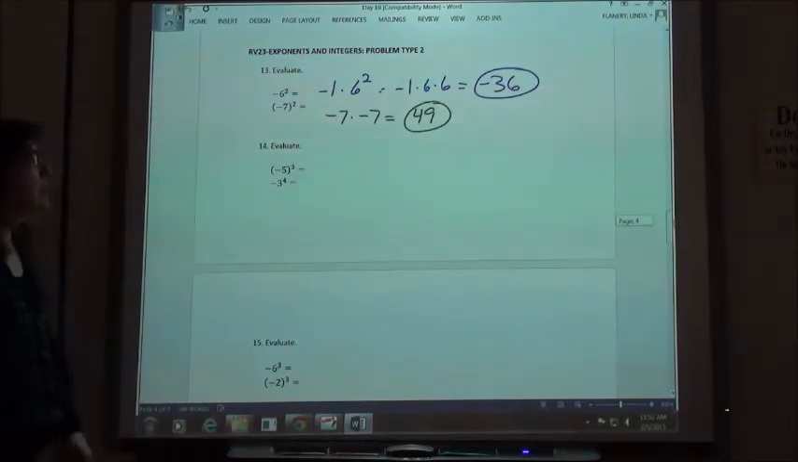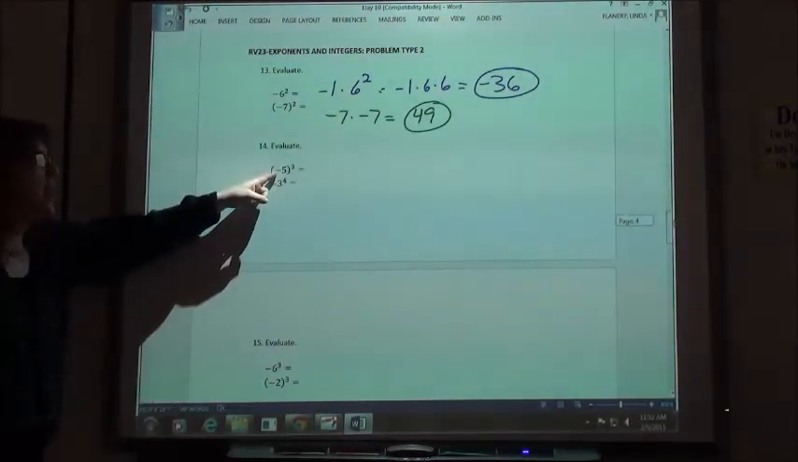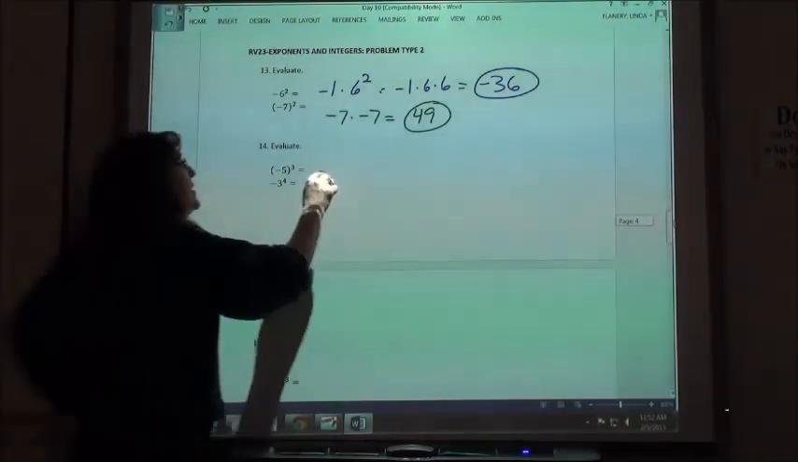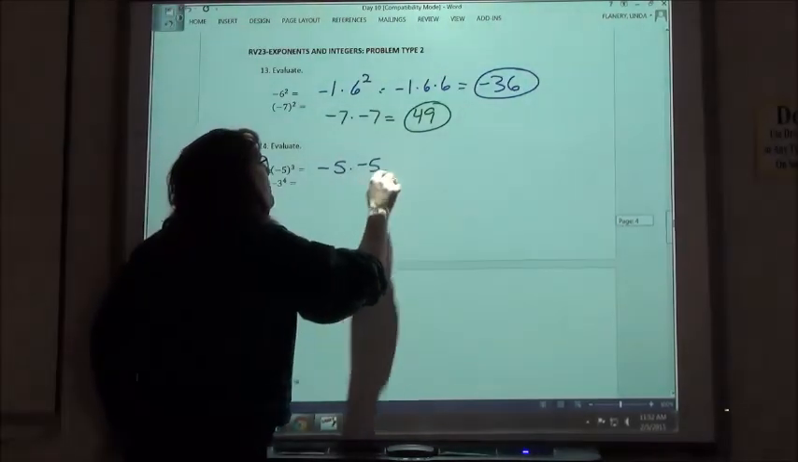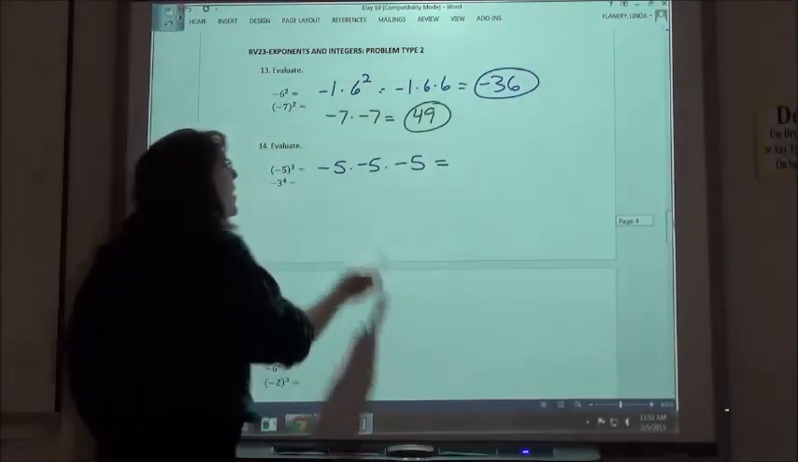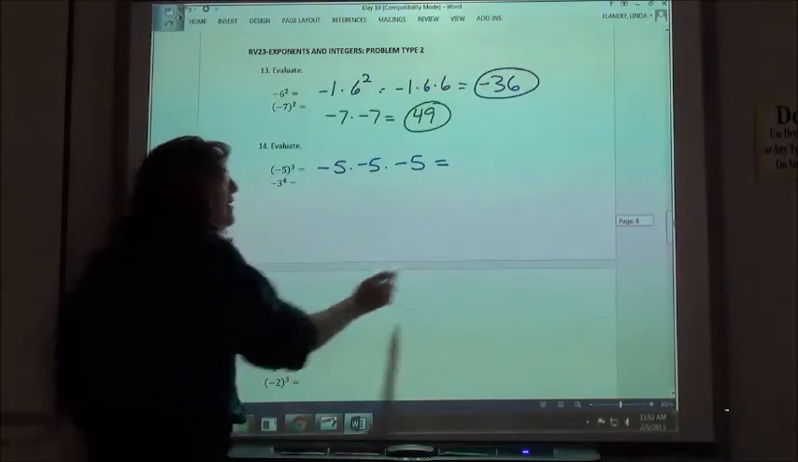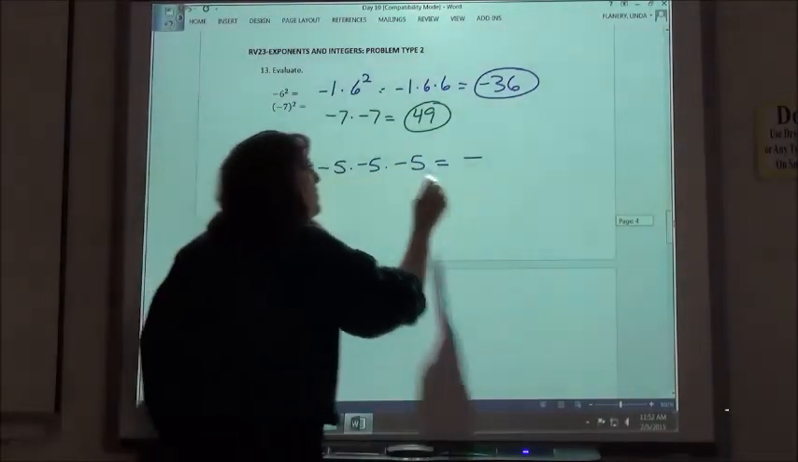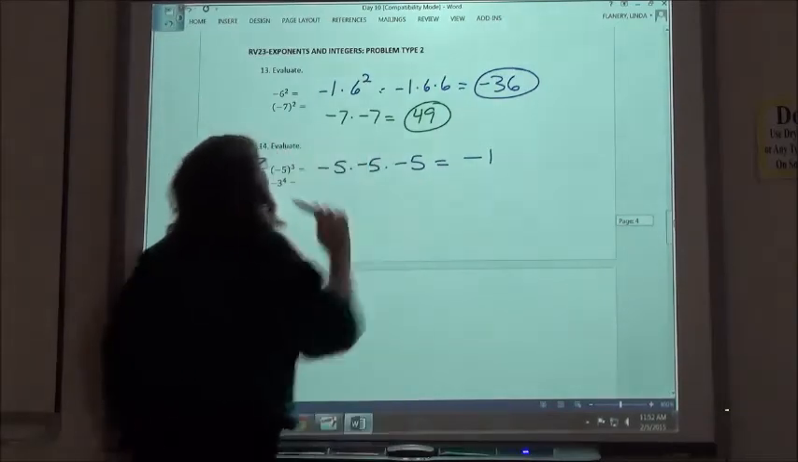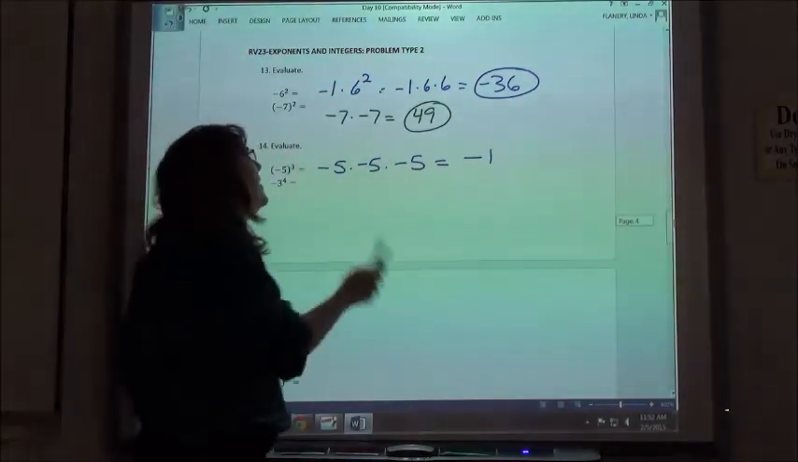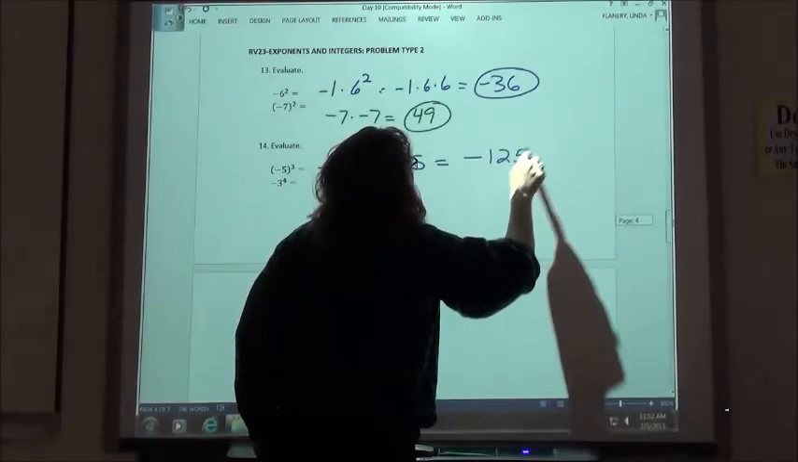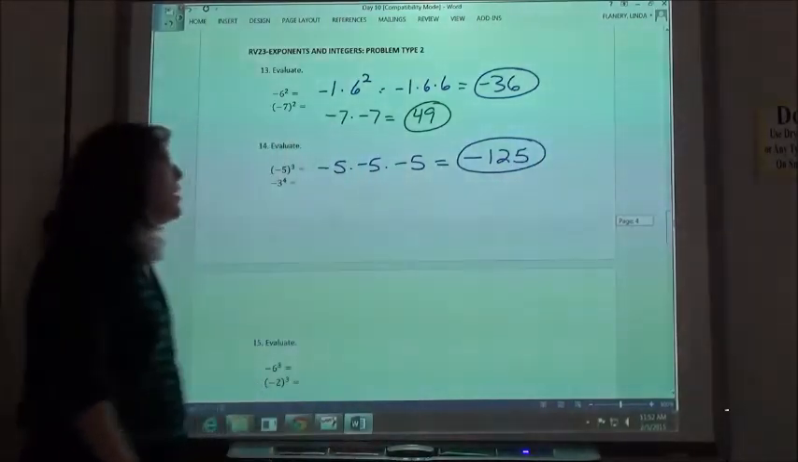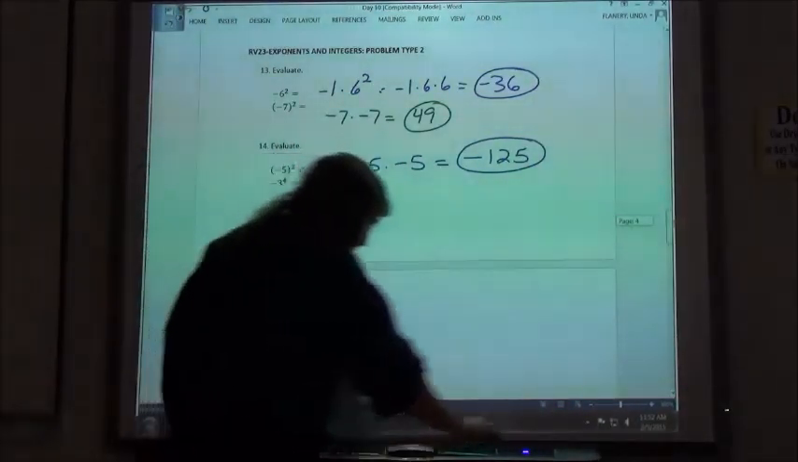Number 14, if I'm doing negative 5 to the 3rd, the negative is in the parentheses. It means negative 5 times negative 5 times negative 5. 1, 2, 3 negatives. It's going to be negative. 5 times 5 is 25, and 25 times 5 is 125. So negative 125 should be my answer.